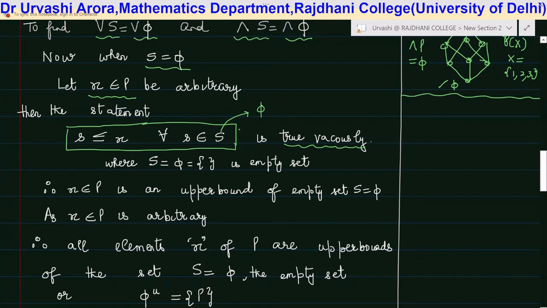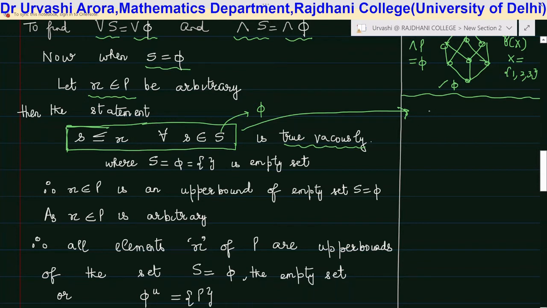Now this particular statement needs an explanation. This particular line needs an explanation. Now if we consider this particular statement, which I have enclosed in a box, this particular statement, which I am saying is true vacuously, we can rewrite it in the form of an implication.